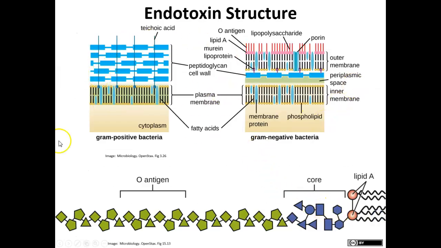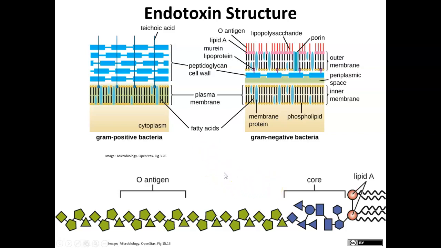And so this is just a picture from chapter 3, which you've already seen, but I'm showing it again. Here you see gram-negative bacteria. They have two plasma membranes. The outer membrane has the lipopolysaccharide associated with it. Here's that lipopolysaccharide pulled out, and you see the lipid A right here. So when the cell dies, that lipid A is released, and that's what causes endotoxic shock.